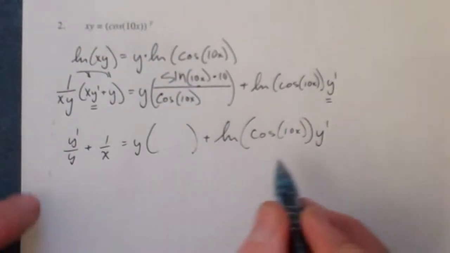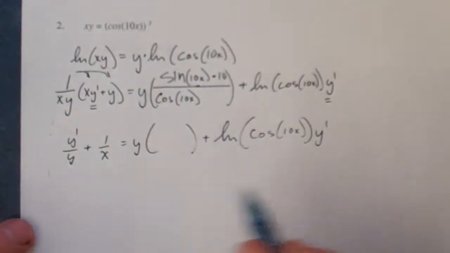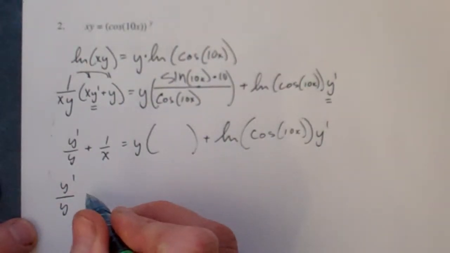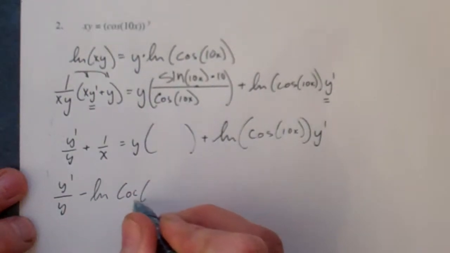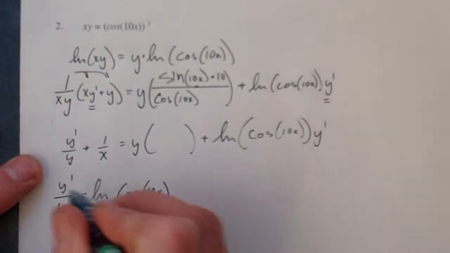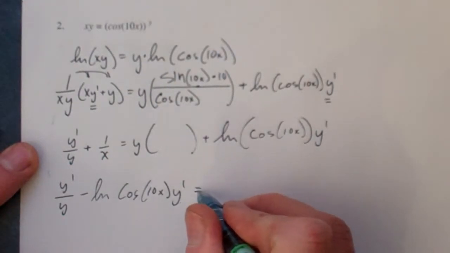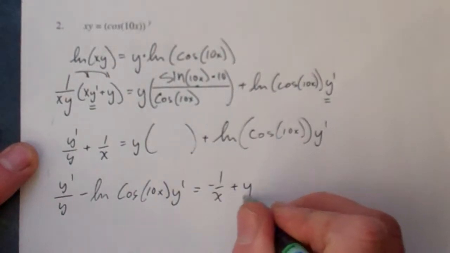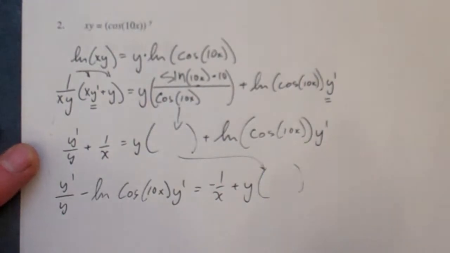Okay, so move this over and move this over, and I will get y prime over y minus ln cosine of 10x, and then y prime is equal to minus 1 over x plus y times the parentheses, which is just this thing there and that thing there. I'm not going to recopy it.